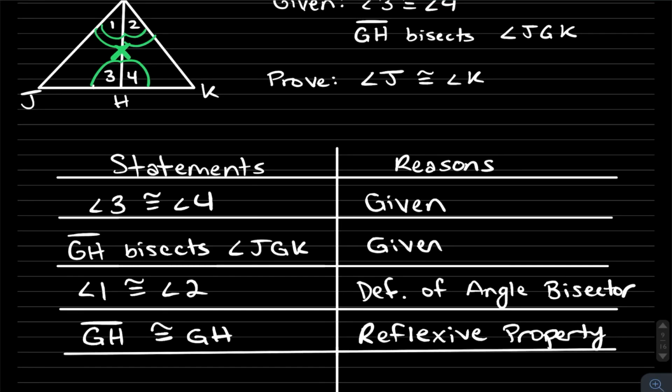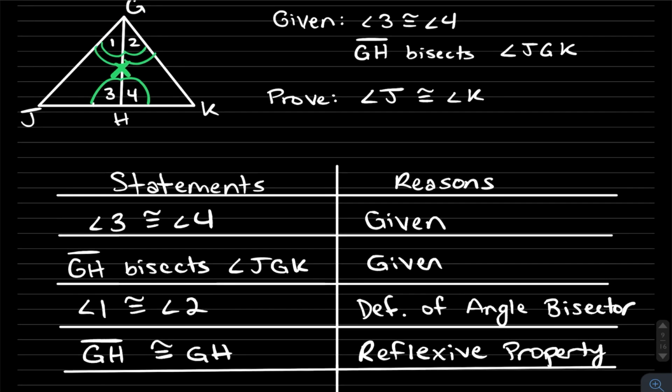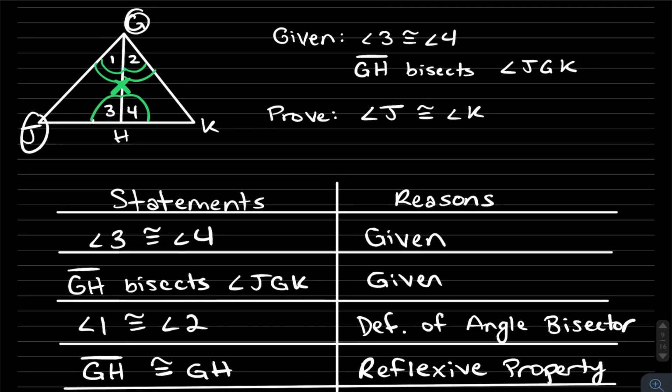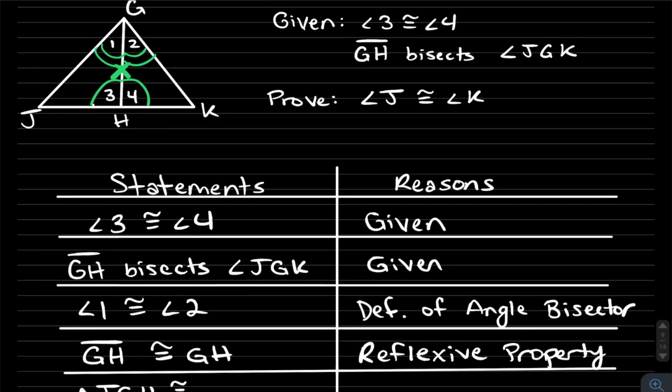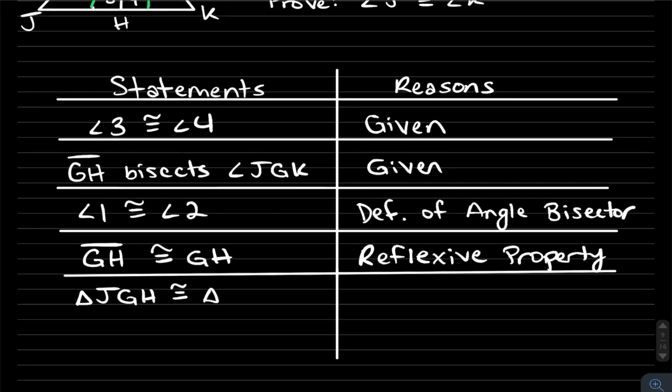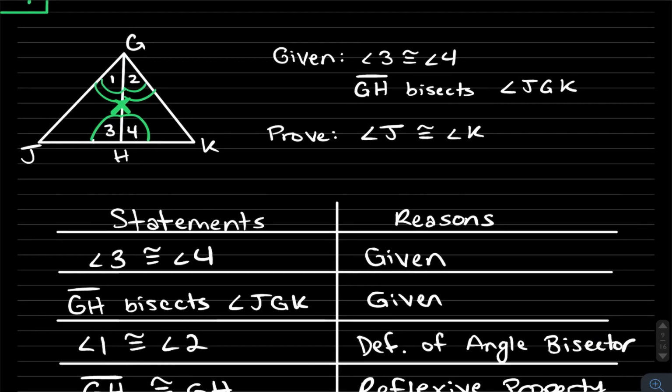Awesome. So, moving on from there, right? We now have that these two triangles are congruent. We'll say that triangle JGH is congruent to triangle KGH. How? By angle, side, angle, right? We have two angles, we have sides right there, and then we have angles, right?